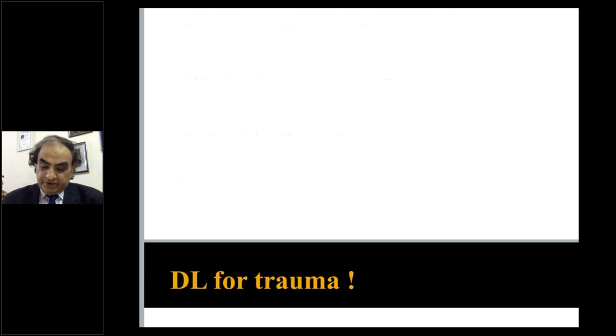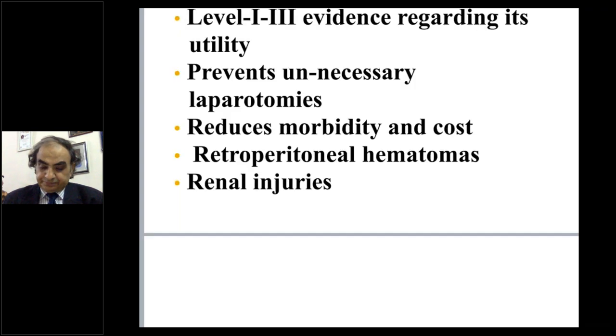Then we have trauma. This is for trauma. There is level 1 to level 3 evidence. What does that mean? Remember, level 1 evidence is when you have robust randomized controlled trials, and you've done comparison and you have meta-analysis. And it's very difficult to get level 1 evidence for trauma very easily.